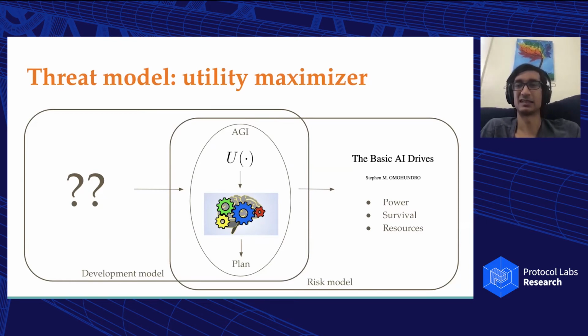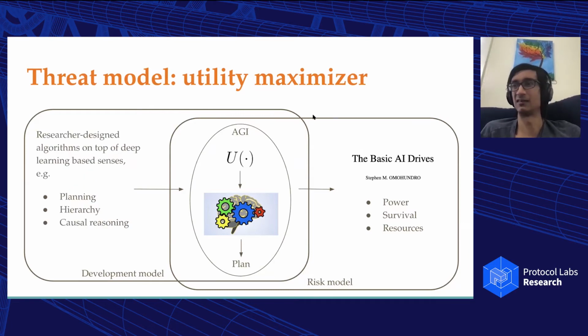Then there's a more concrete development model, which says what we're going to do is we're going to have researchers develop a bunch of algorithms for doing this sort of planning and search and causal reasoning and logic and hierarchy and all this sort of stuff. And maybe we'll use deep learning to do vision. We'll get a screen of pixels from a camera, and then we'll throw deep learning on top of it to turn it into things like cats and dogs and chairs and people and stuff like that.